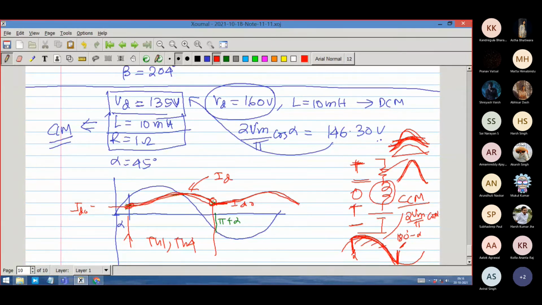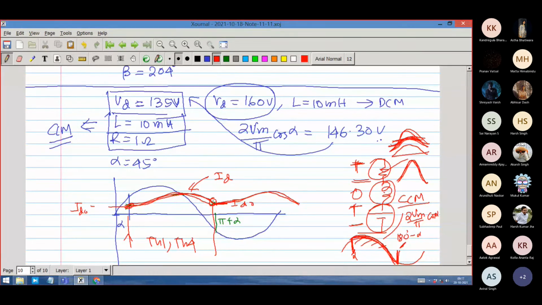And the inductor is then required to hold the current, right? Because otherwise the current falls, the continuous conduction mode goes, and the 2 Vm by pi cos alpha equation goes. The 2 Vm by pi cos alpha equation holds only if it is continuous conduction mode, right? So for continuous conduction mode to happen, the current has to be continuous. And when it is continuous, this voltage is 2 Vm by pi cos alpha, and that is balanced by this drop plus this drop, right? And the inductor value is such that it is maintaining the current above 0 all the time, right?